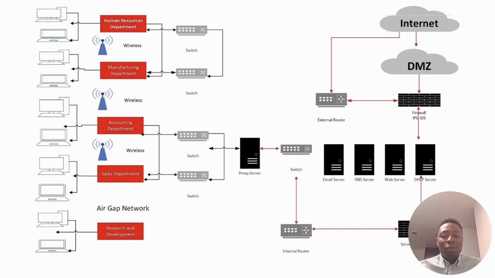In addition, we have 5 switches, 2 firewalls, an external and internal router, 2 intrusion detection and prevention systems, a proxy, email, DHCP, DNS, and web server. We included a DMZ, demilitarized zone, and finally an air gap system for our R&D department. Let's discuss how all of these network devices interact with each other to exchange information and resources and the steps taken to provide security and protection of the underlying network infrastructure from unauthorized access.